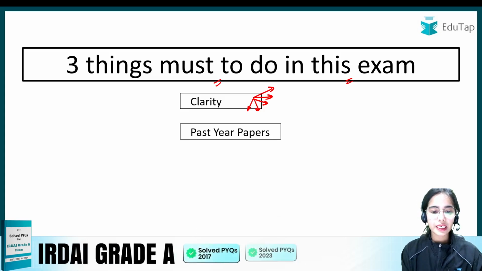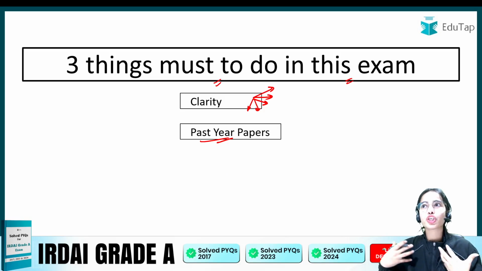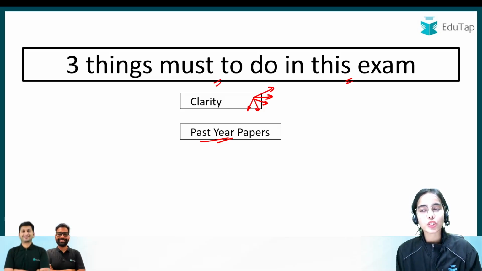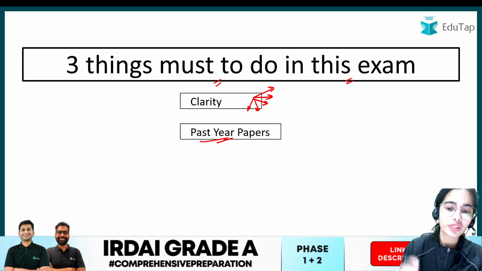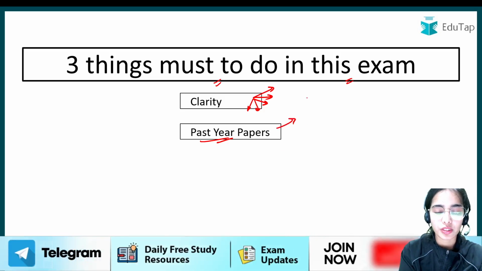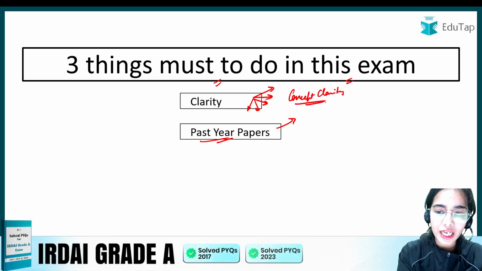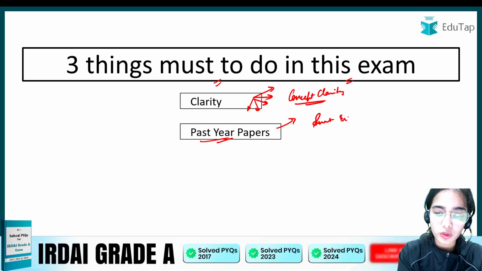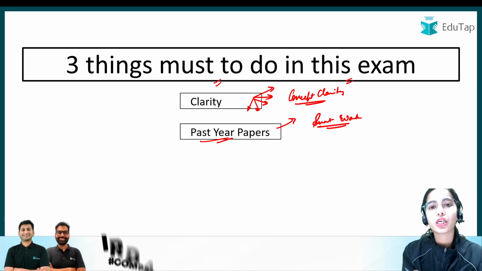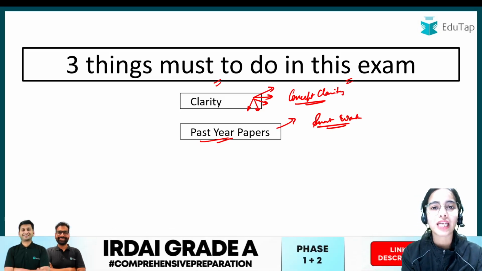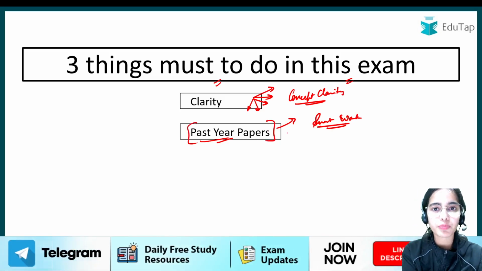Then, past year questions. How will you get the clarity on which areas to focus on, which areas are important, and what kind of questions come in the examination? All of that you can get from the previous year papers. So have concept clarity and do the smart work, to see what type of questions you have to focus more on. For that, the past year papers are the guiding light.